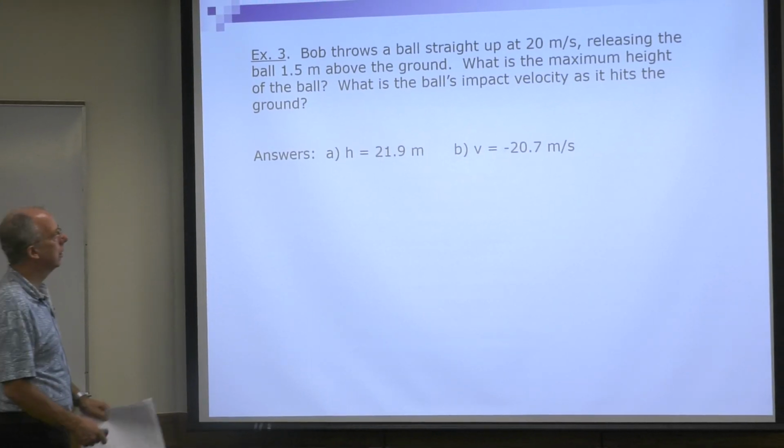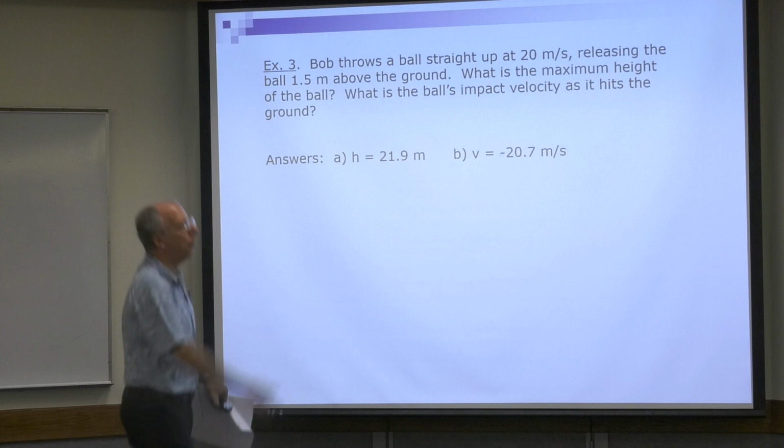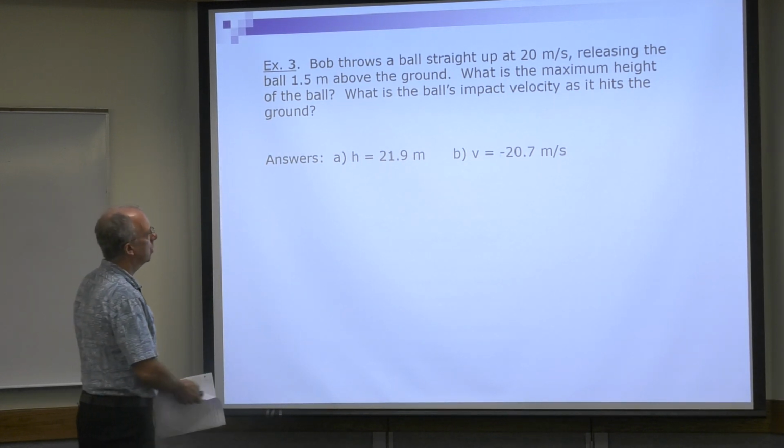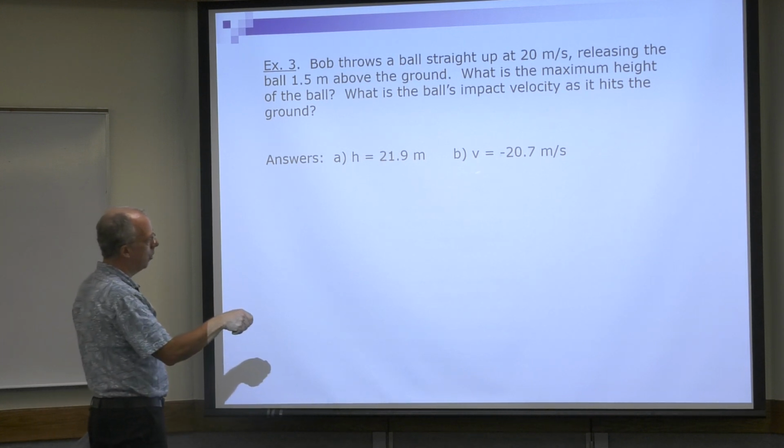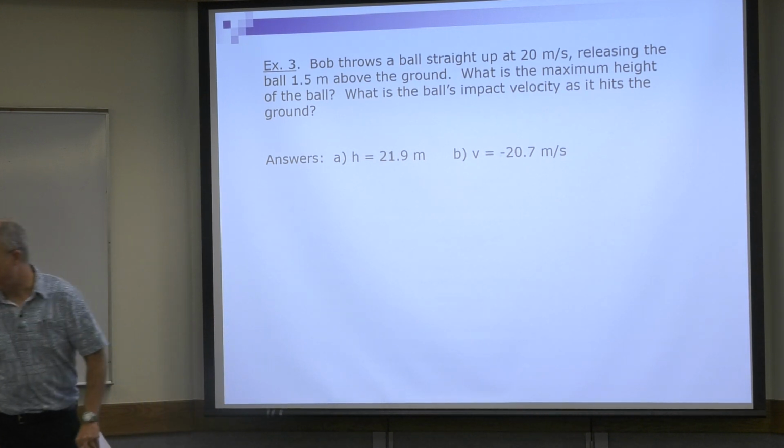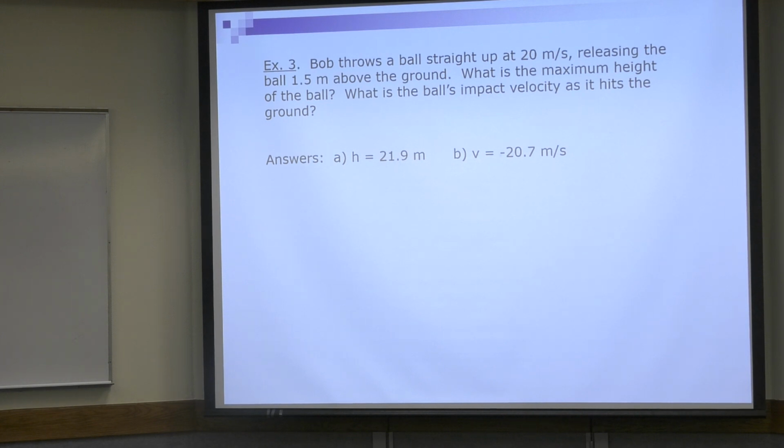Do they make sense? Well, she's throwing at 20 meters per second. That's kind of fast, right? So it's going to go almost 22 meters high. And then the velocity is going to be minus 20.7. Now, here's something really important. Here's the ground. The ball leaves here at 20 meters per second. What we want to find is the impact velocity as it hits the ground, so right before it hits the ground.